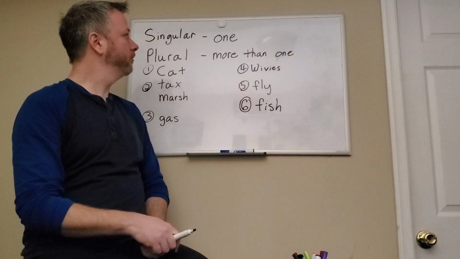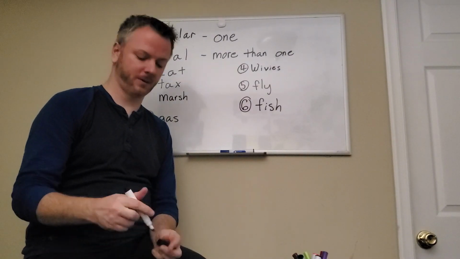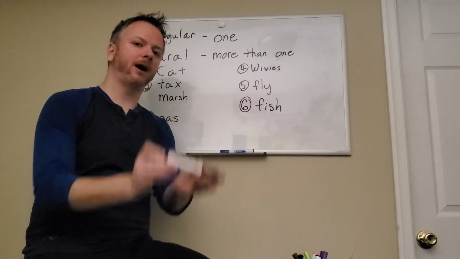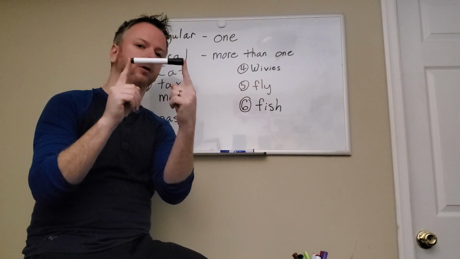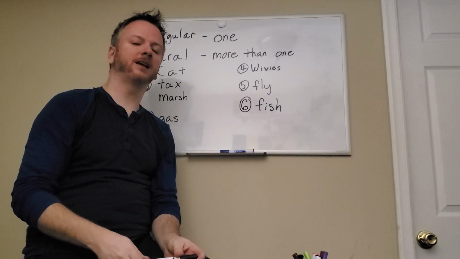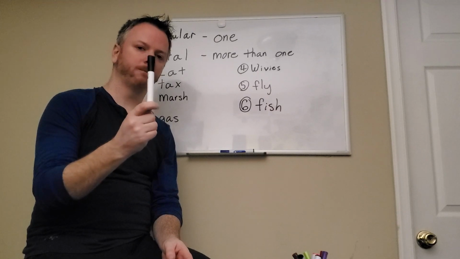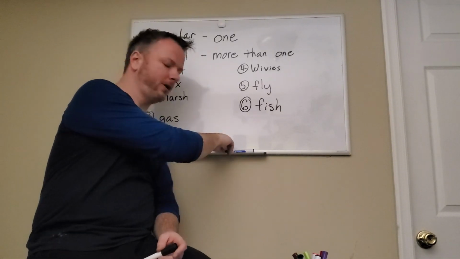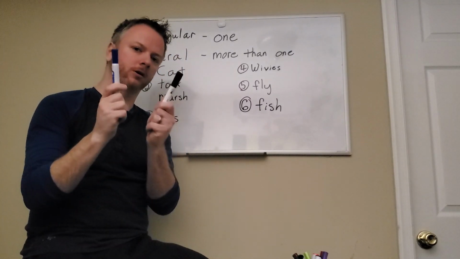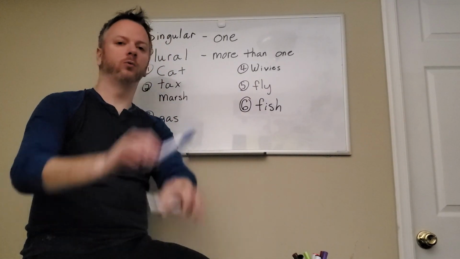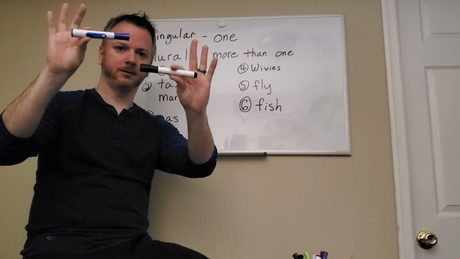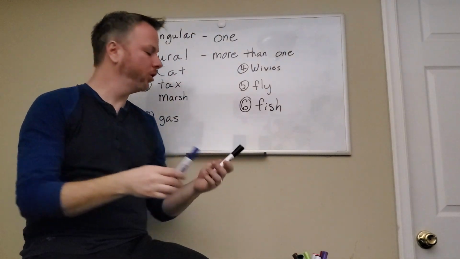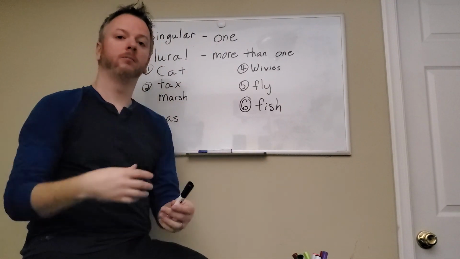So the first thing that's important to understand with plural and singular is, what do we mean by plural? Well, singular means that we have one of something. So in my hand right now, I have one marker. Marker is the singular form of that word. The plural means more than one. So if I were to take a second marker, I now have two markers. Markers is the plural form of the word marker.